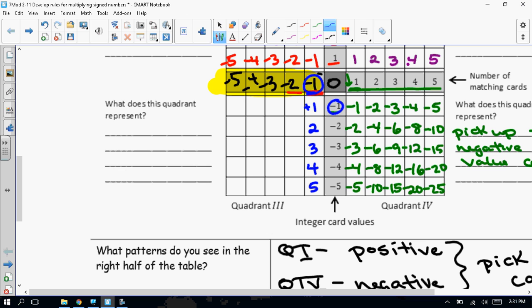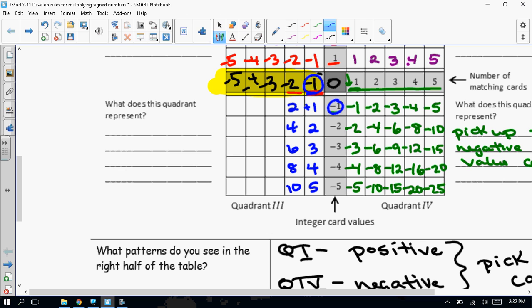Removing 2 -1s, my score is now going to become 2. Removing 2 -2s gives me a 4. Removing 2 -3s gives me a 6. Removing 2 -4s is an 8. And removing 2 -5s, my score just increased 10. Taking out a 5 and taking out another 5, my score just went up 10 points.